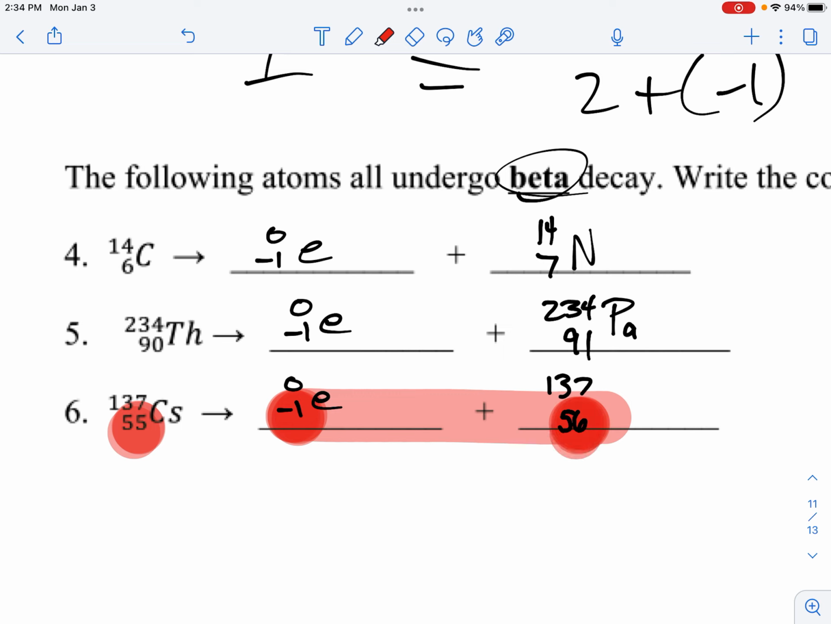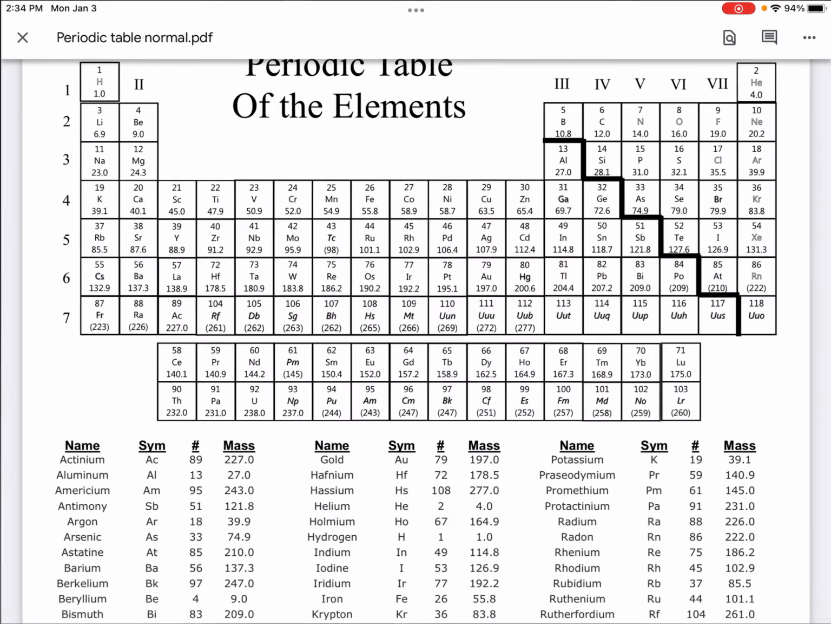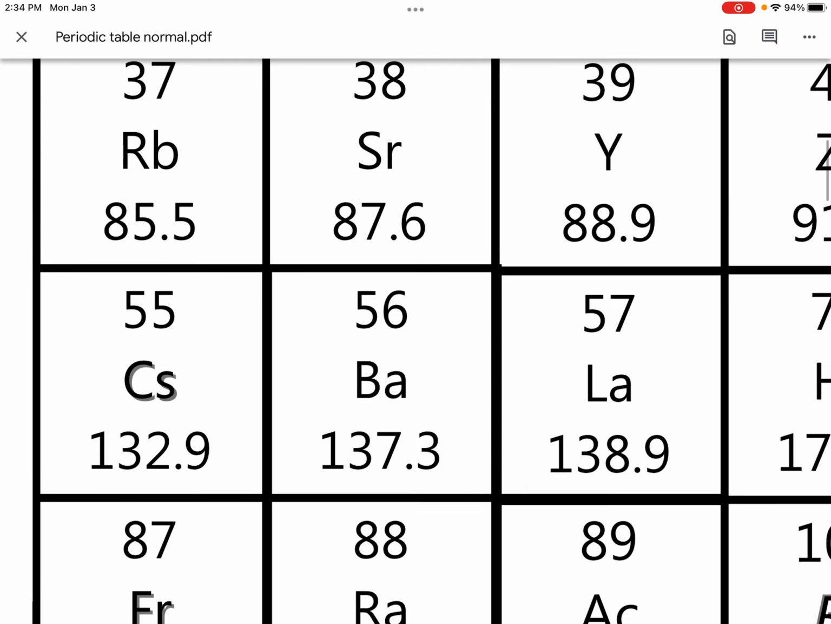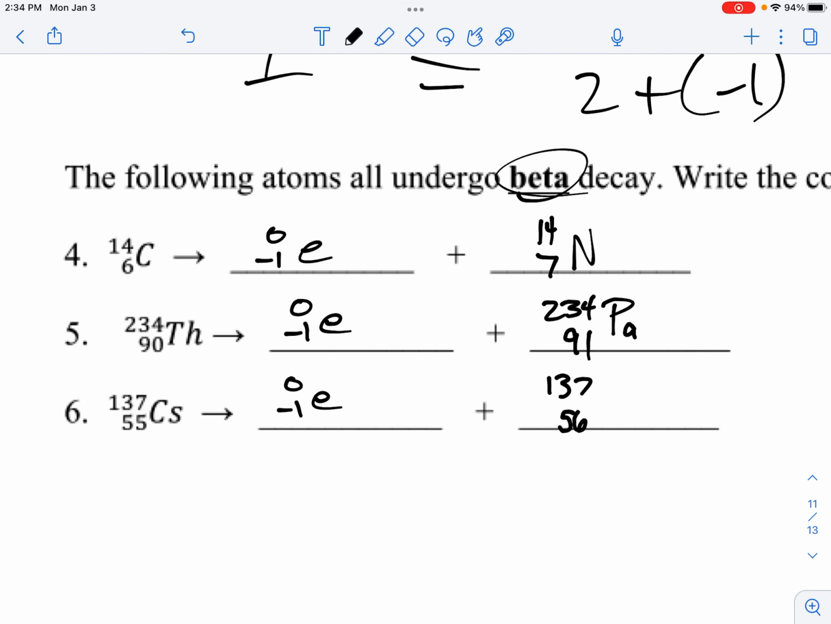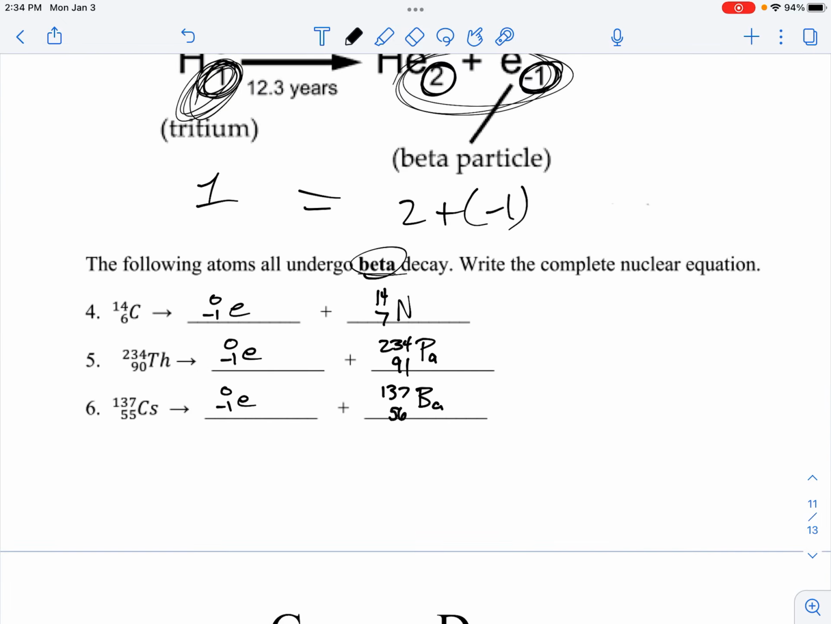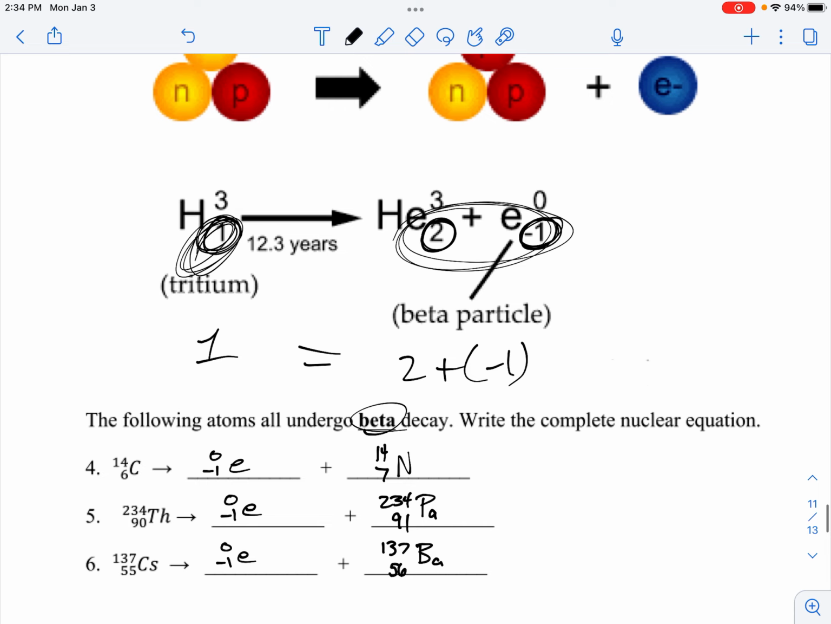And 56 and -1 go together to give me the 55 that's there. So that is element number 56, and now I just have to check my periodic table to figure out what element number 56 is, and apparently it's barium, Ba. So that is Ba, like so. So that is beta decay.